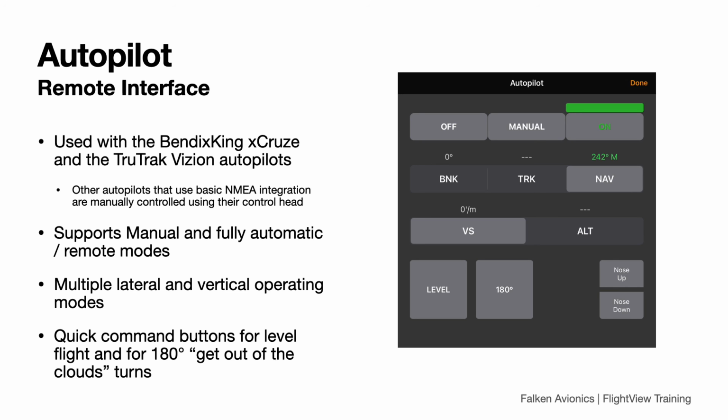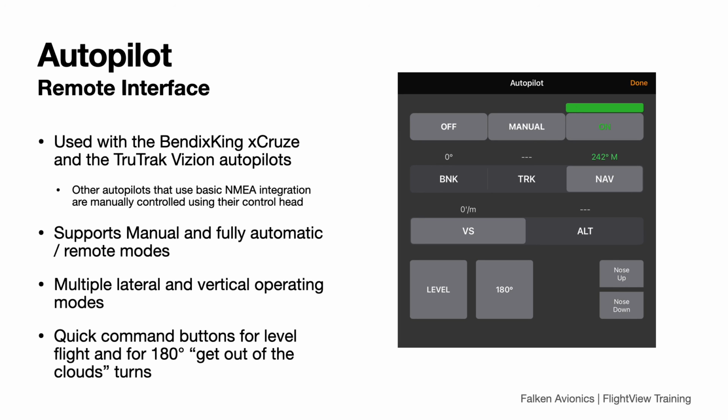Now before I get into the details, I should explain that this screen and all of these controls and enunciators apply only to the advanced autopilot integration that works with a TrueTrack Vision and the Bendix King X Cruise. If you have some other autopilot that works with a basic NMEA RS-232 feed, you can probably do much of the same stuff, but you'll need to do it using the autopilot's control head. If that's the case, all you need is the NMEA RS-232 connection from the FDC and you're good to go. If you do have the advanced autopilot, great.